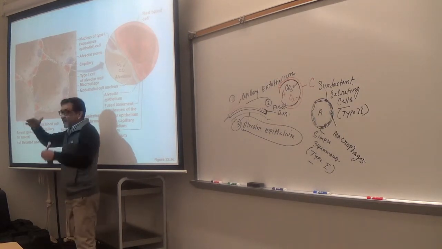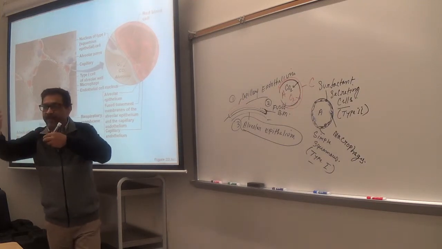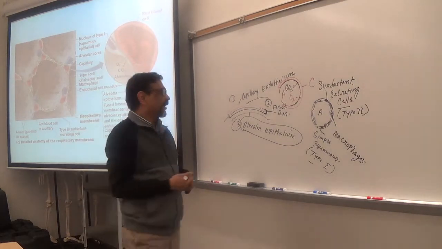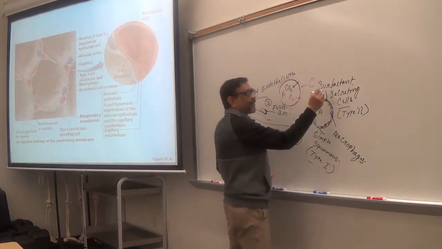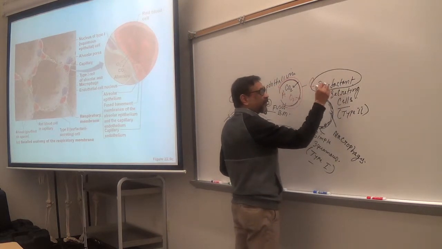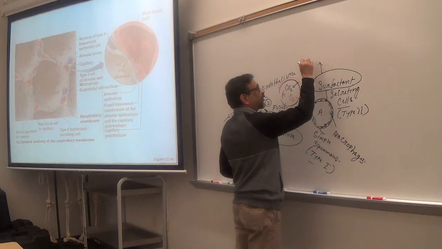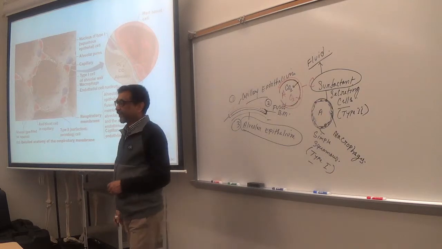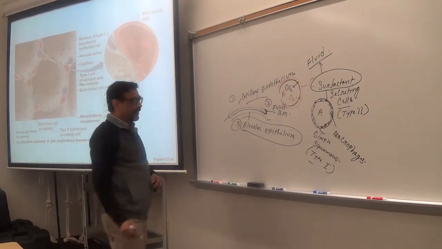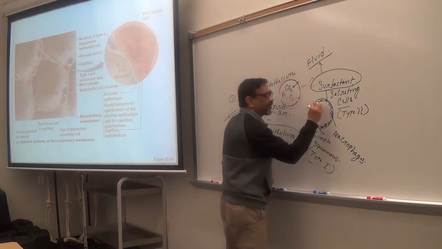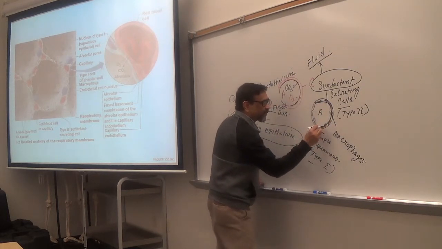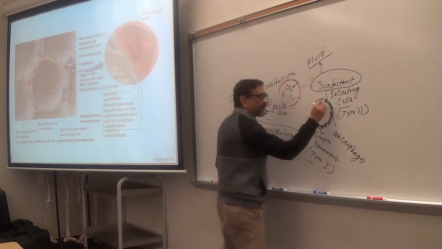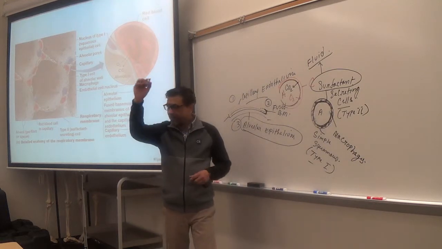Thin simple squamous helps in what? Gas exchange, right? Easily gas will get in and out. And surfactant secreting cells. These cells I said very important. Why? They secrete a chemical that is called surfactant. It is a fluid called surfactant. And that surfactant lines the inner surface of the alveolus like this, that fluid, okay? Lines the inner surface of the alveolus.